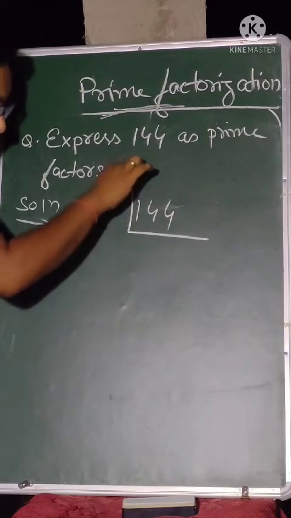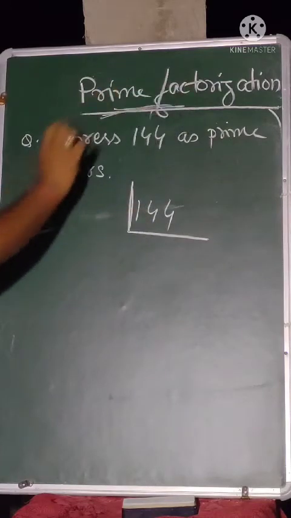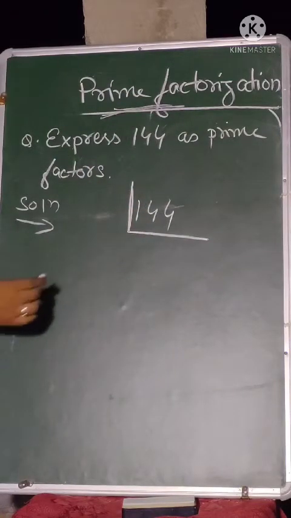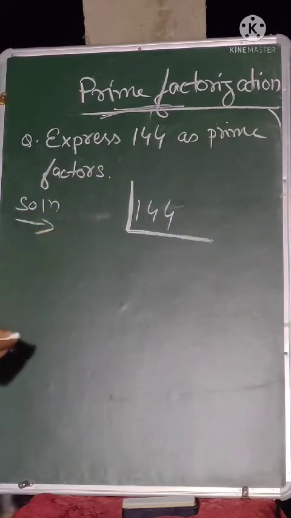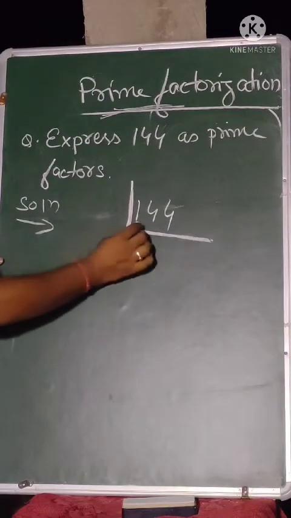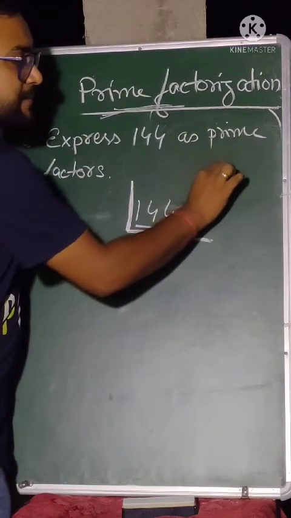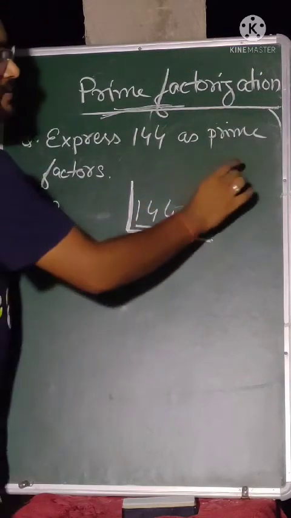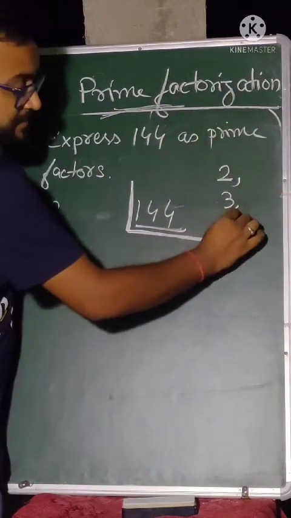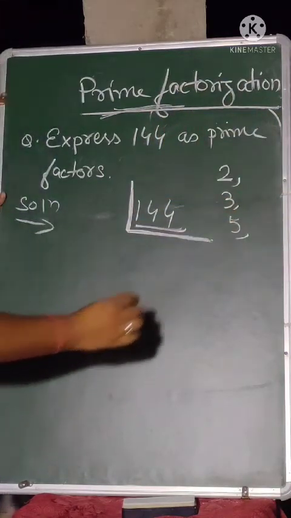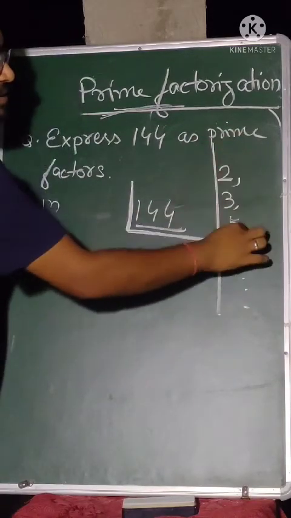What is this method? You write 144 in this way, and then you have to check whether this number is divisible by the prime numbers. First we start with 2, then the next prime number is 3, then 5, and after 5 comes 7. In this way we will check only the prime numbers.